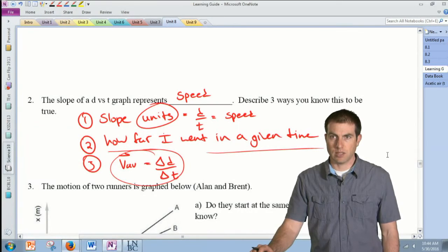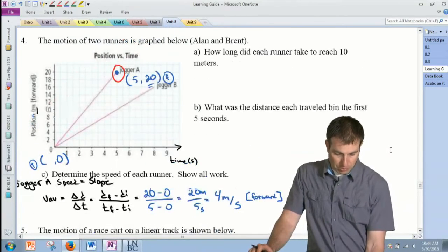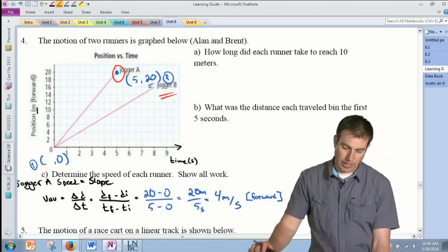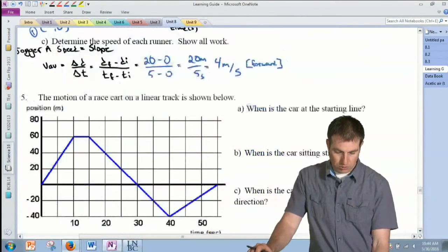I also have one thing to ask about a part of the final question. Okay, let's keep going through here. For number 4, you're going to find the slope of jogger B next and include that. So I did A for you. You can do jogger B.